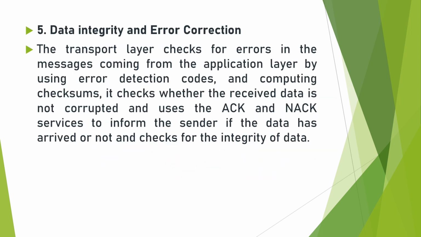Data integrity and error correction. The transport layer checks for errors in the messages coming from the application layer by using error detection codes and computing checksums. It checks whether the received data is not corrupted and uses the ACK and NACK services to inform the sender if the data has arrived or not, and checks for the integrity.